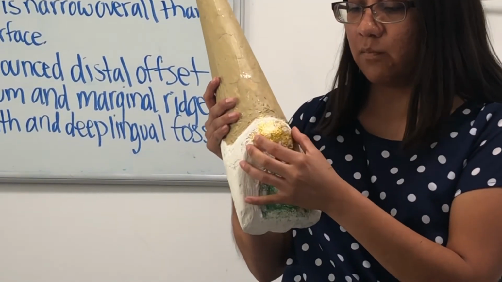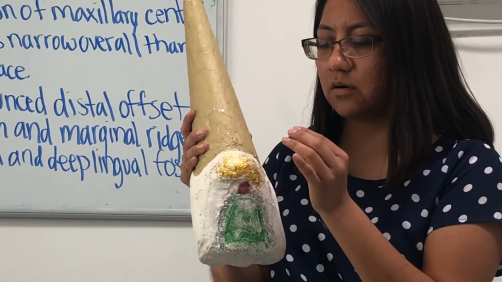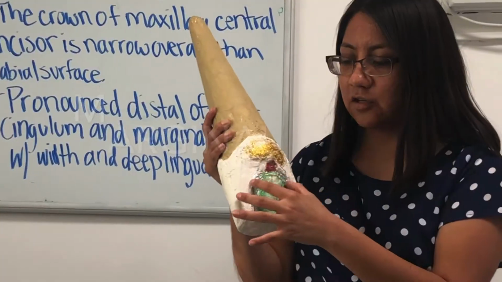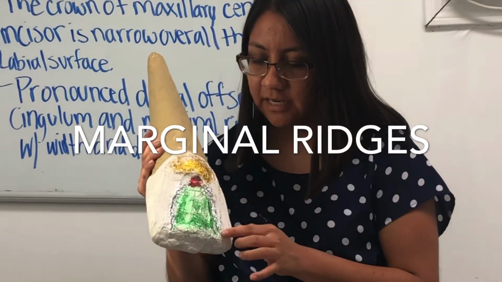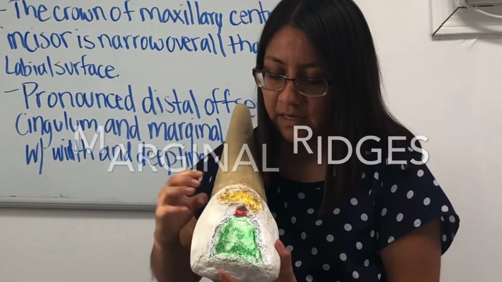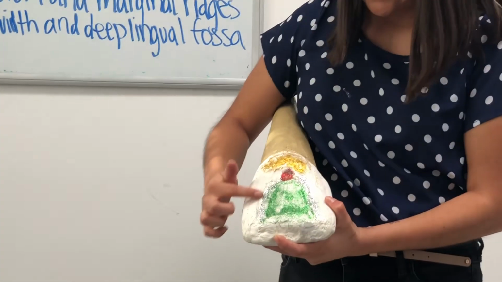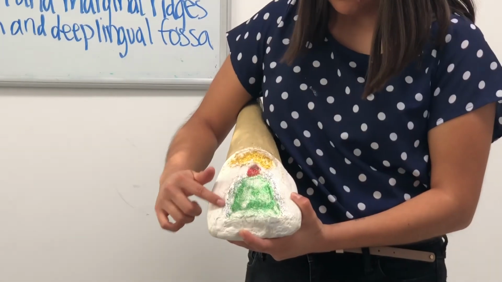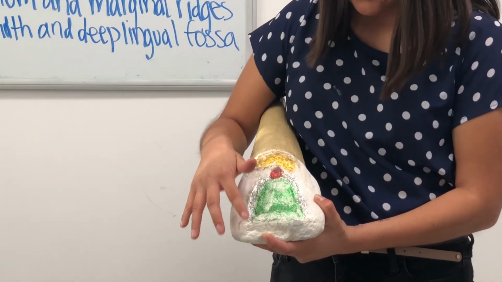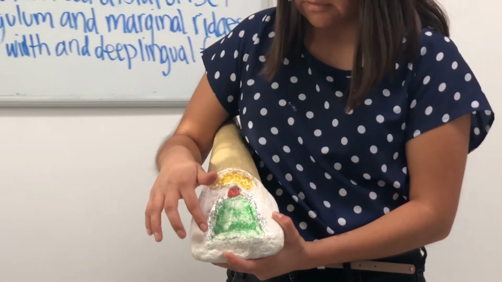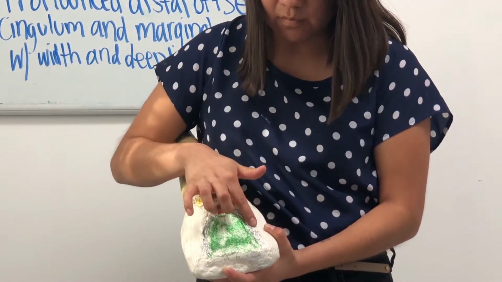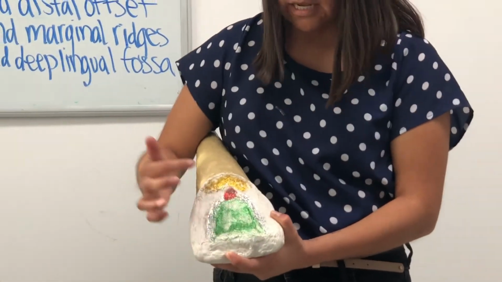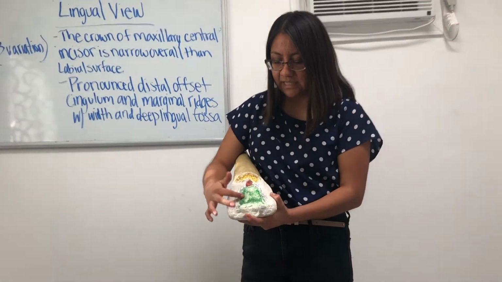It has a more pronounced distal offset, and it has 2 marginal ridges, which is here in gray. You can see that. This one over here is the mesial marginal ridge, and it's the longest ridge compared to the distal marginal ridge. It also has a lingual fossa. The lingual fossa is wide and deep.